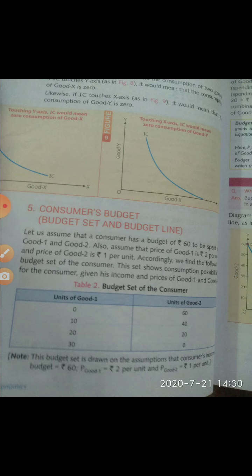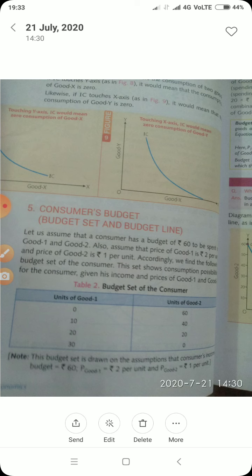Let us assume that the consumer has a budget of rupees 60 to be spent on good 1 and good 2. Also assume that price of good 1 is rupees 2 per unit and the price of good 2 is rupees 1 per unit. So accordingly, what are the various combinations? He has rupees 60 with him. Clear? So if he is willing to buy more of good 2 and its cost is rupees 1 per unit, at that time he can buy 0 of good 1 and 60 units of good 2.